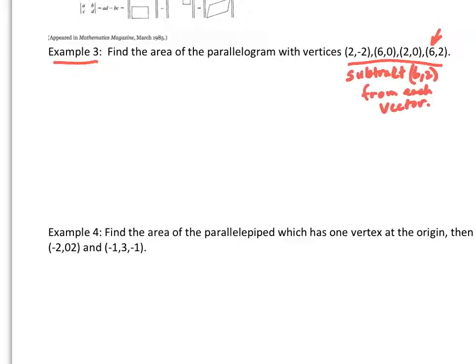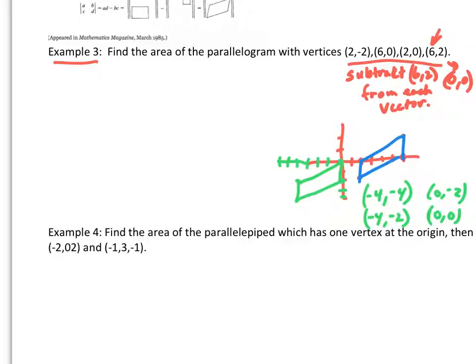So I'm going to just subtract the 6, 2 from each one. That will translate this point over to 0, 0. I didn't necessarily pick the most convenient point, but I did get to the origin on one of the points. So then I can lay out 2 of the vectors, one here and one here, and use those for my area. And they should be the vectors coming from 0, 0. So this one here would be the vector that goes -4, -2, and then this vector would be 0, -2.